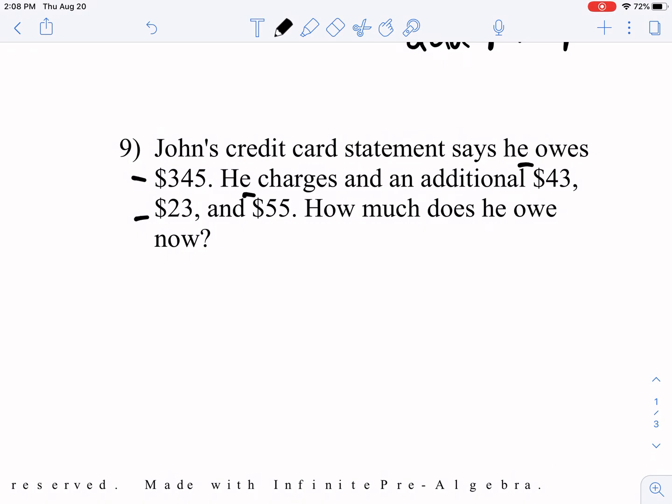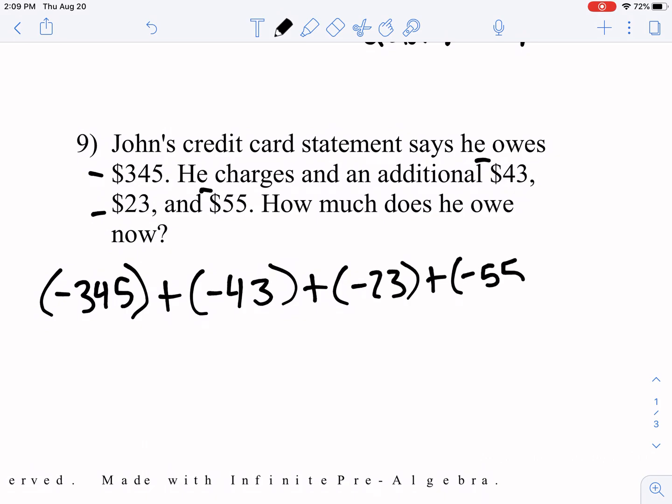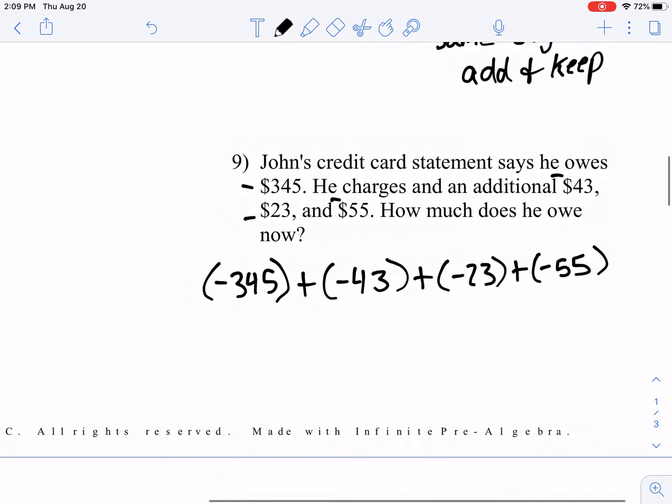Okay, so let's think about these as charges then. He starts with owing a negative $345. How am I going to find the total amount that he owes, though? Well, am I not just adding all the debt together to find the total value? Well, yeah. So we're just going to add all these negative charges to find the total debt that he owes. Okay. So the nice thing about this is it's same sign, add and keep, because they're all negative values. So let's just start with the first one, 345 plus 43.